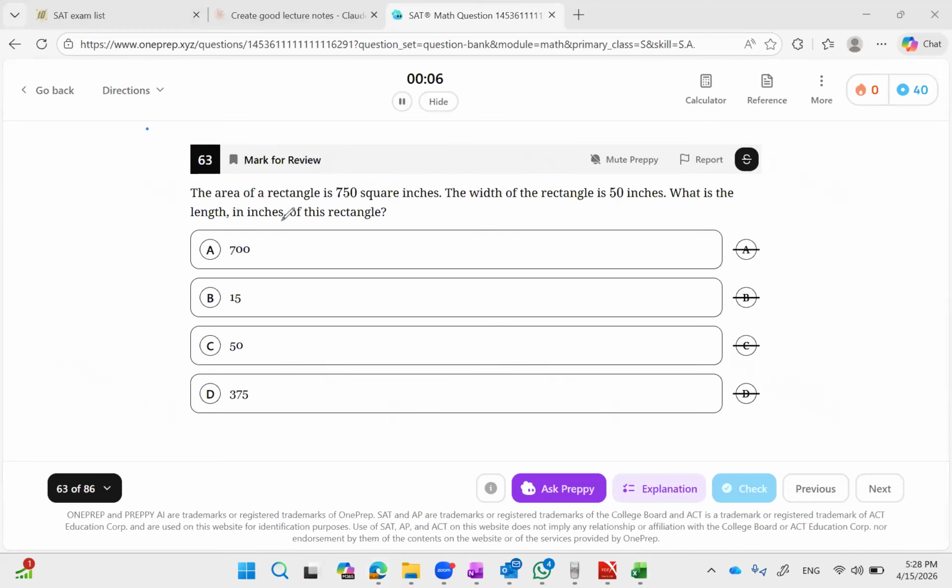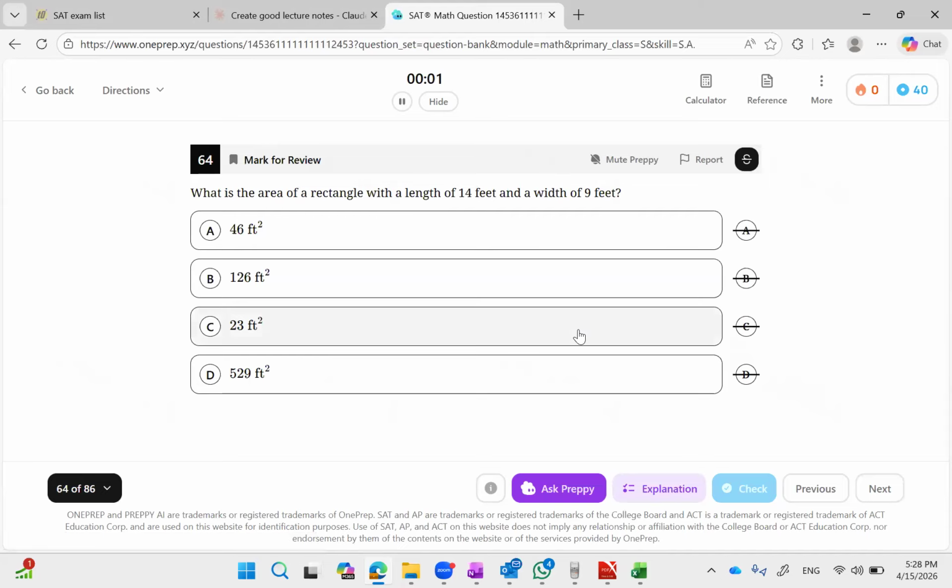which is level 2. The area of a rectangle is 750 and the rectangle width is 50. What is the length? Very easy. Length is equal to 750 over 50, which is equal to 15. This one is easy. Thank you, Mr. Hisham. You're welcome.